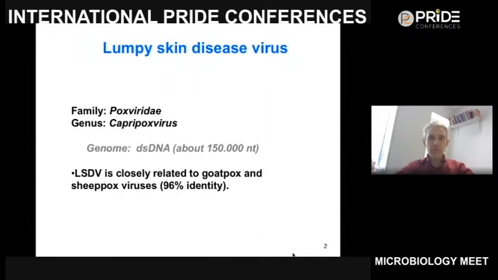So lumpy skin disease virus belongs to the Poxviridae family, and to the genus Capripoxvirus. The genome is a double-stranded DNA, and it is about 150 kilobases long. Lumpy skin disease virus is closely related to goatpox and sheeppox viruses, and with them shares on a nucleotide level about 4% difference. So it's quite close. These viruses are quite closely related to each other. So next slide, please.